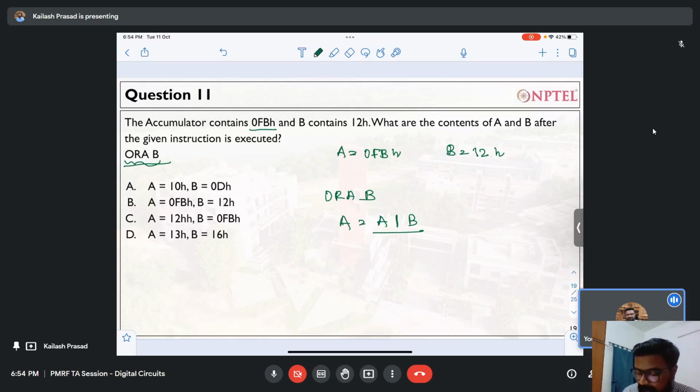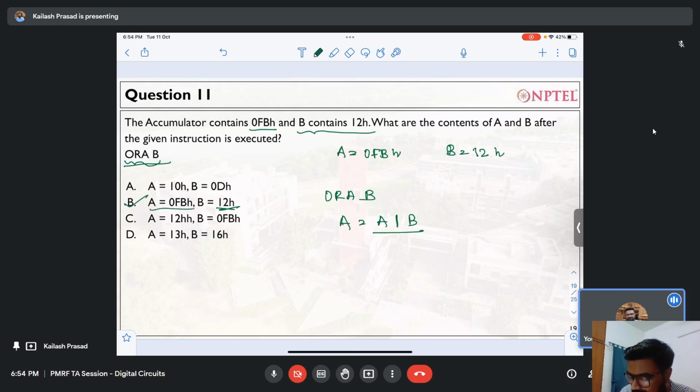See, the very first thing is, is B going to change? The answer is no, right? Because only A is changing. So B will remain 12H, and there is only one option with 12H. Okay, so the answer will be B, and let me explain what will be the value of A. A is A or B.